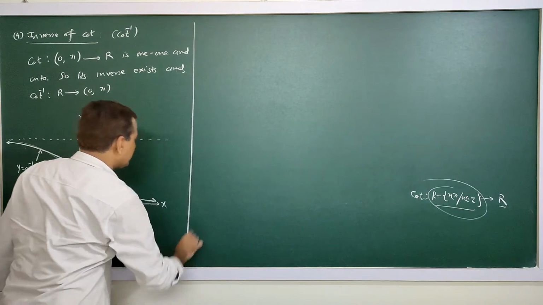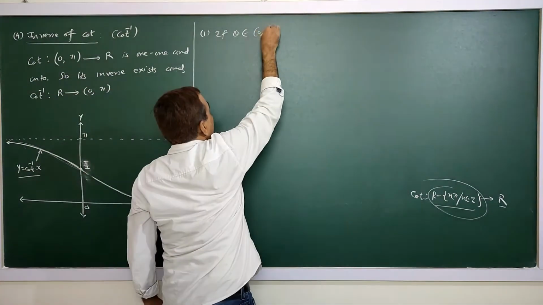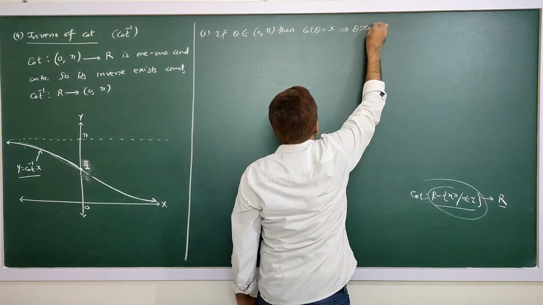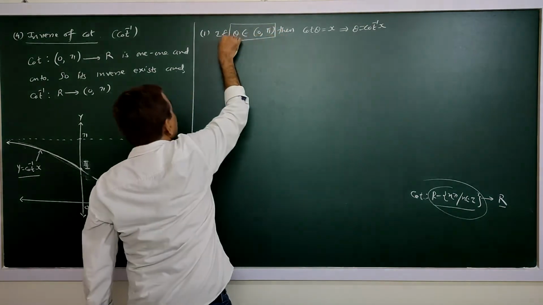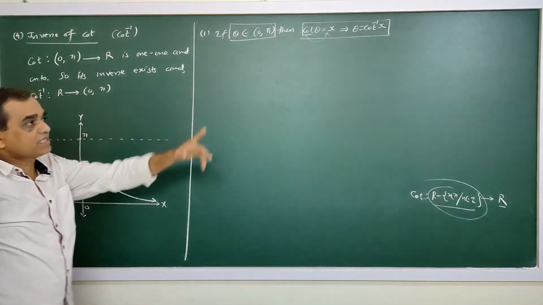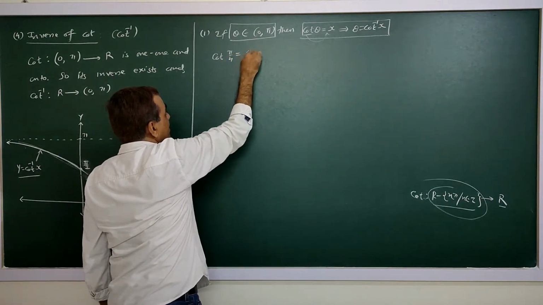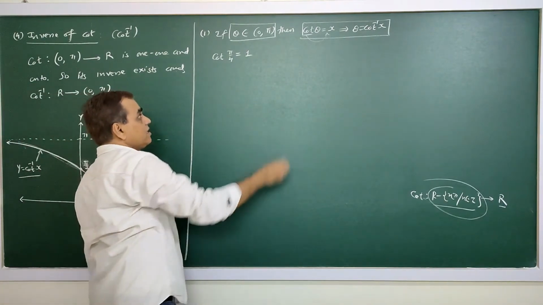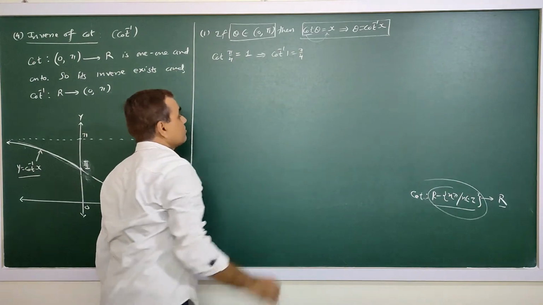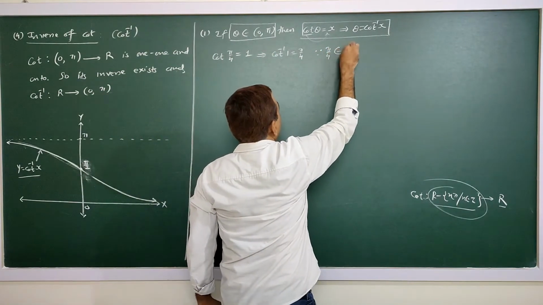Now properties. The first property is, if theta belongs to 0 to pi, then cot theta equal to x implies theta equal to cot inverse x. If theta is in the domain of cot, then this cot can be shifted to this side in terms of inverse. For example, cot of pi by 4 equal to 1. Cot pi by 4 is 1. Therefore, this implies cot inverse 1 is pi by 4, because pi by 4 is in 0 to pi.